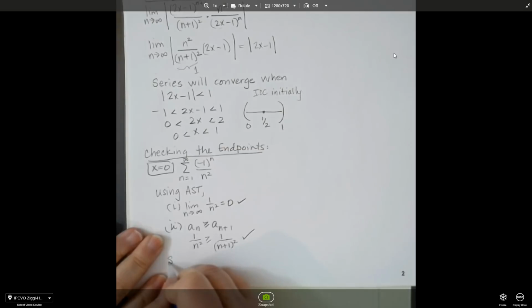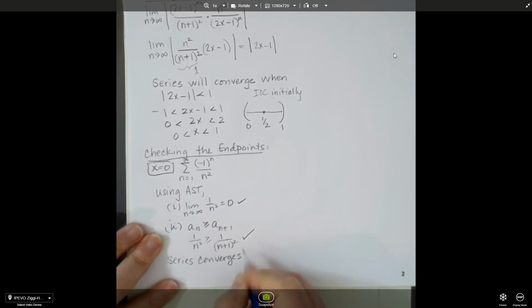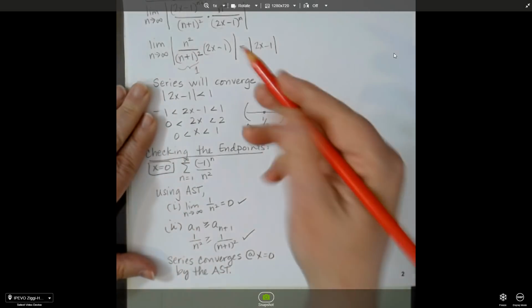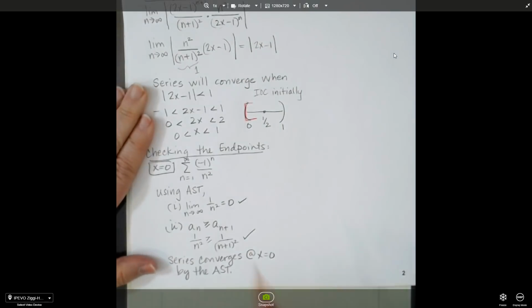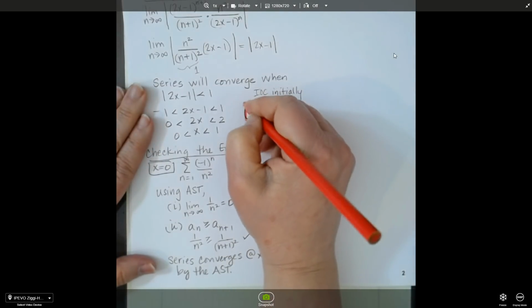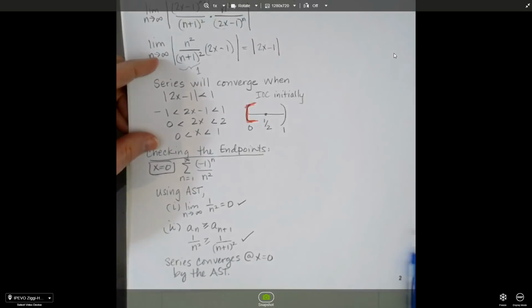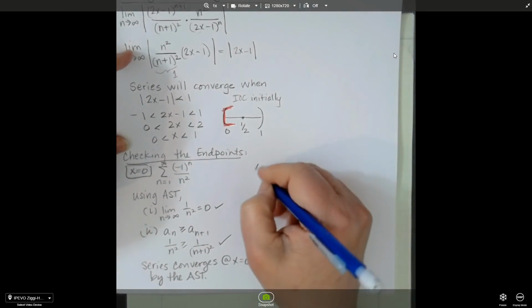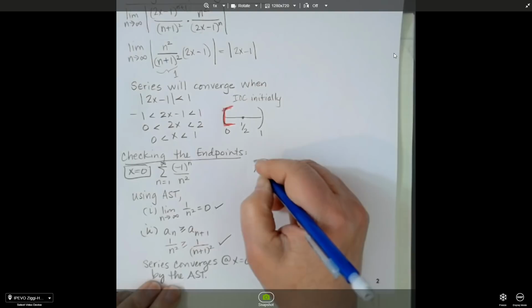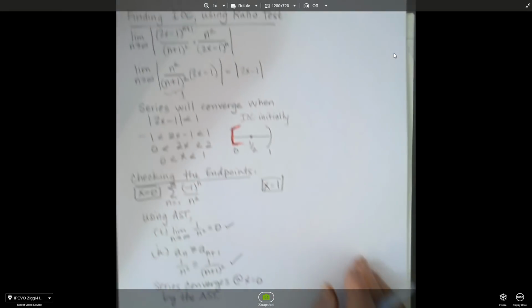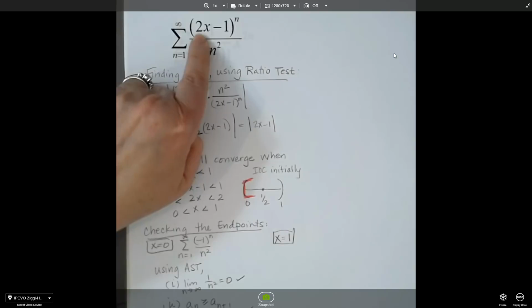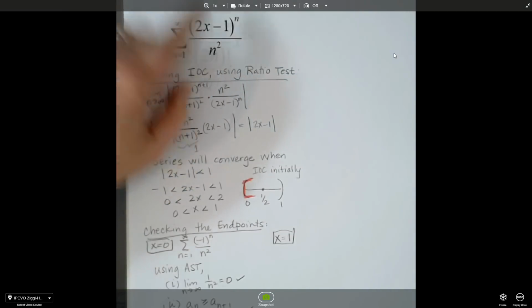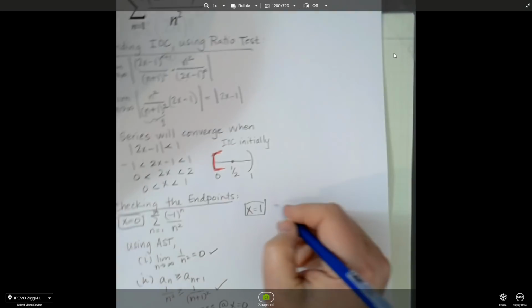All right, so the series then converges at x equals 0 by the alternating series test. All right, so that means this is a bracket here. The TIE fighter is getting squared off here. All right, what about the next endpoint? We'll try x equals 1. Let's see what happens when we plug 1 into our series. When we plug in 1, we're going to get 2 minus 1, which is 1. And so that'll be 1 to the n.